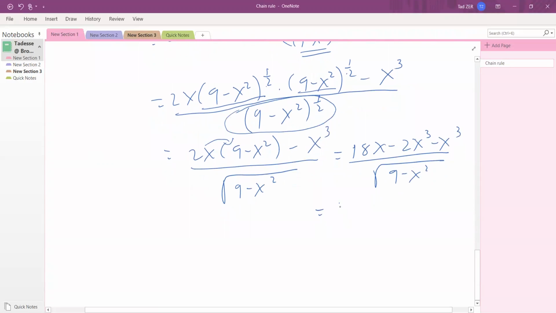So the last answer should be 18x minus 3x cubed divided by square root of 9 minus x squared.